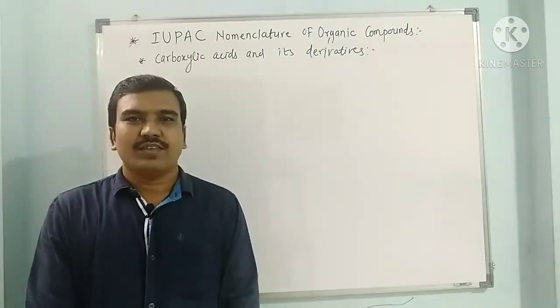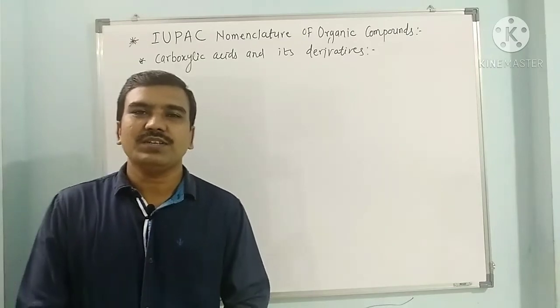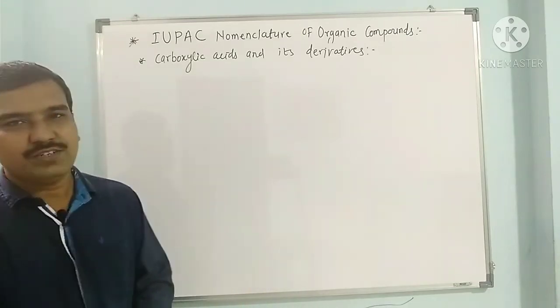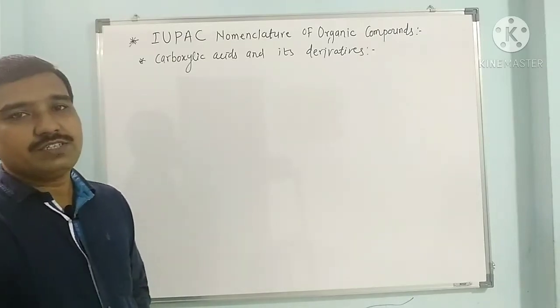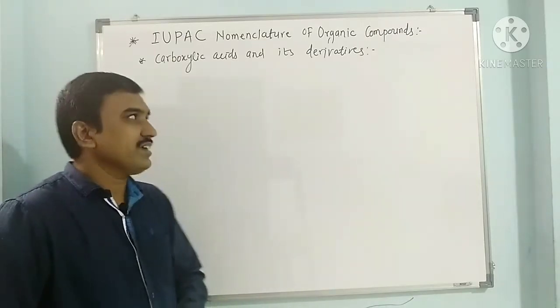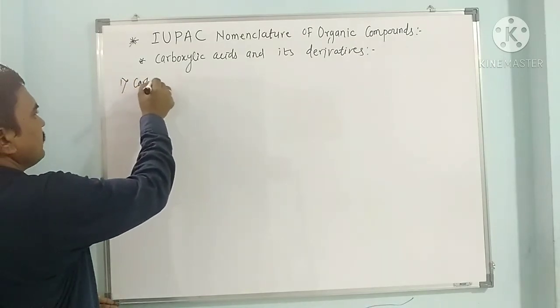Hello friends. In the earlier video I have seen IUPAC nomenclature of various functional groups. Now today we have to see IUPAC nomenclature of carboxylic acids and its derivatives. First I have to begin with carboxylic acid.